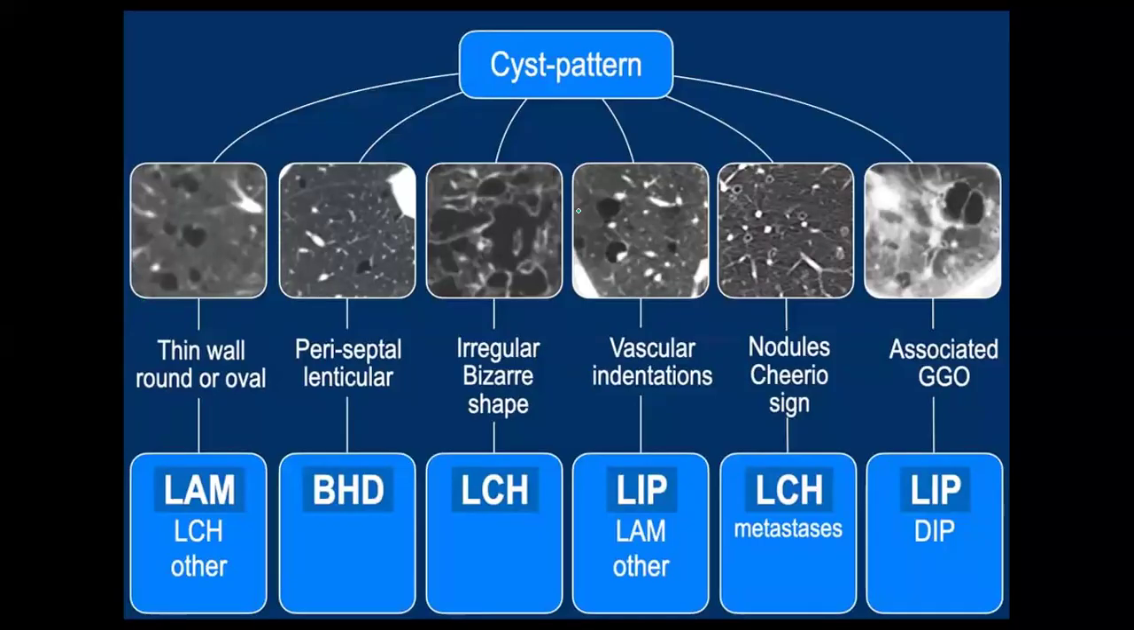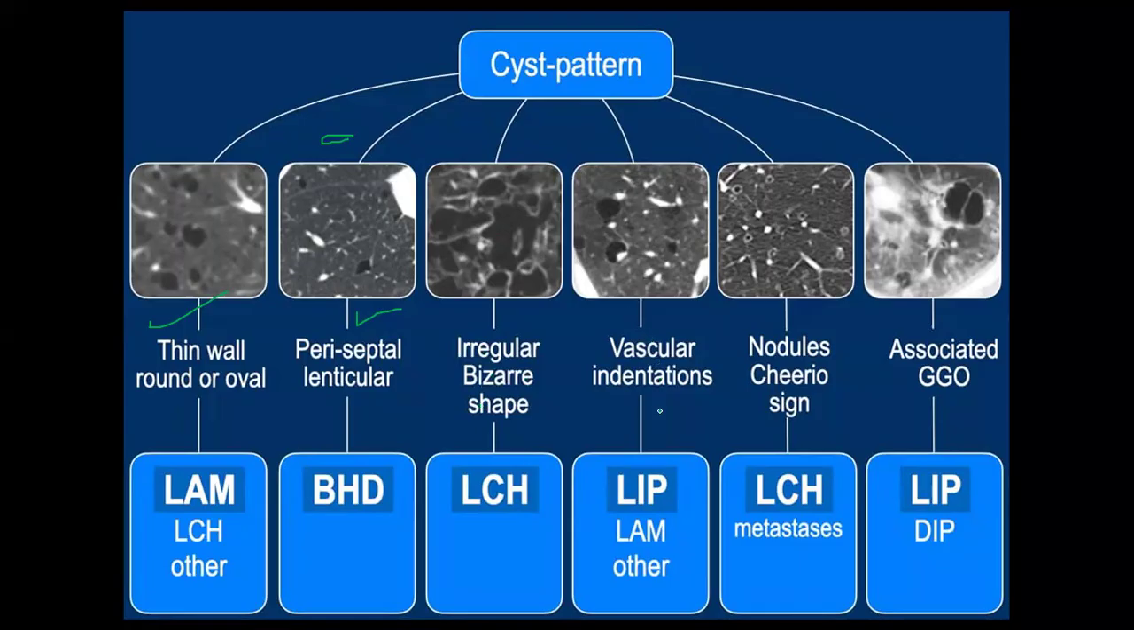Next, you have to see this. These are different types of cysts. Here you can see these have thin walls and are very much round. So this is again a case of LAM. Here you can see that the cysts have lenticular shape, and they are usually periseptal. So it is Birt-Hogg-Dubé syndrome, right? These are irregular, bizarre shaped cysts. So it is a case of LCH.